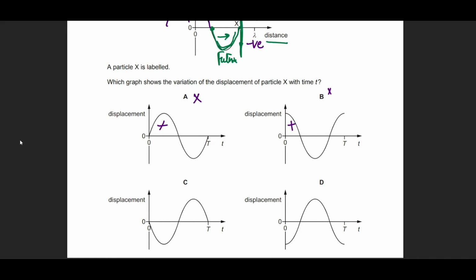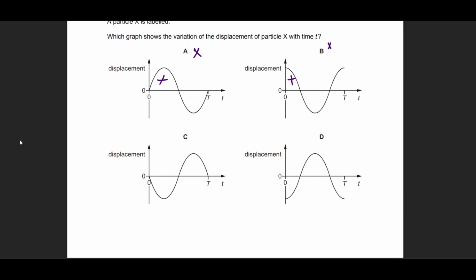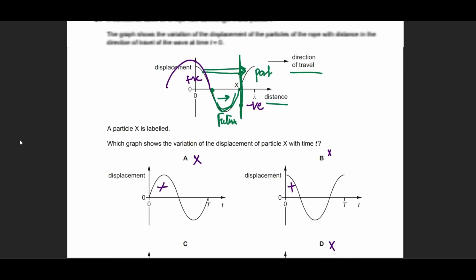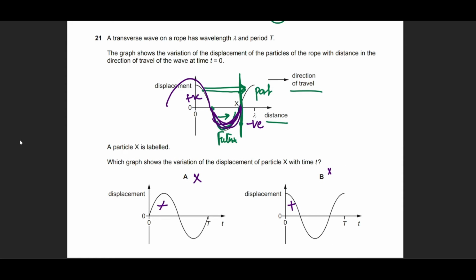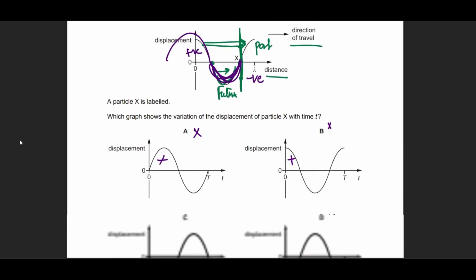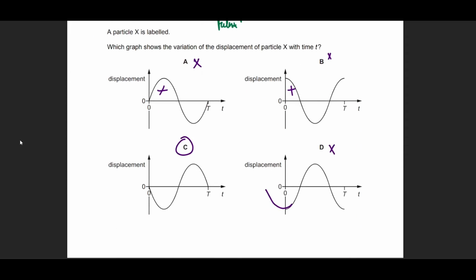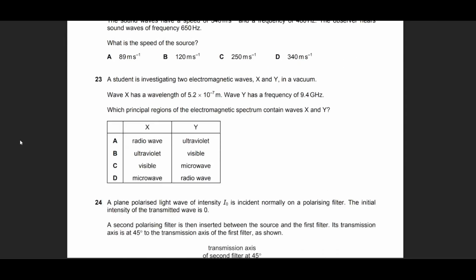So A and B cannot be possible. We have to make a choice between C and D. Now I'm rejecting D because it's only showing half the picture. I can see that X has to go through the whole trough, right? It has to go through the whole process. So the most likely or the closest possible option is going to be option C. First, it goes to the negative cycle, then it goes to the positive cycle of its life.